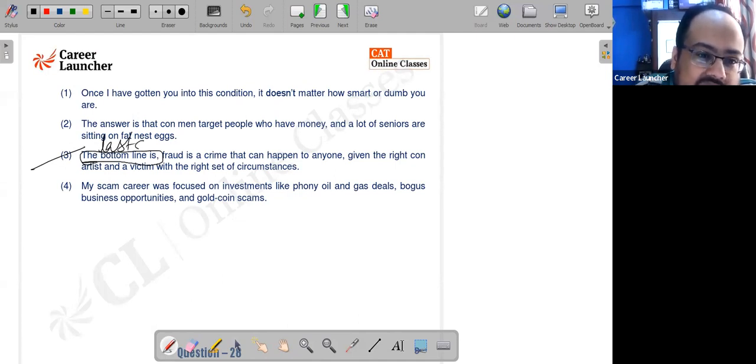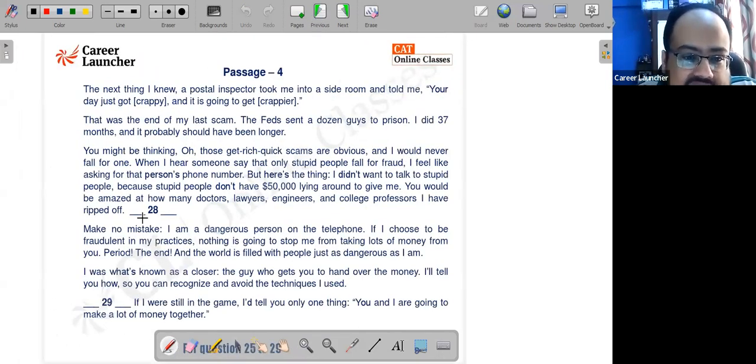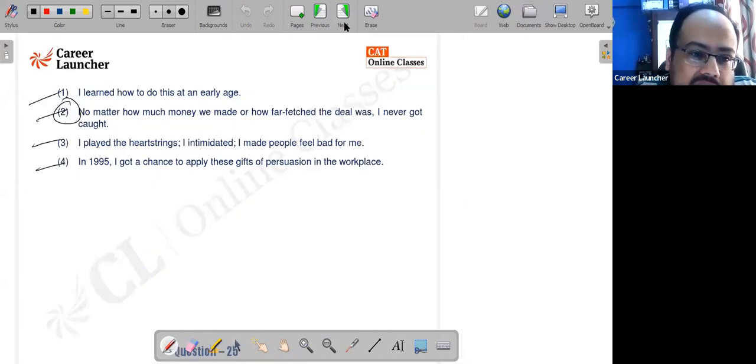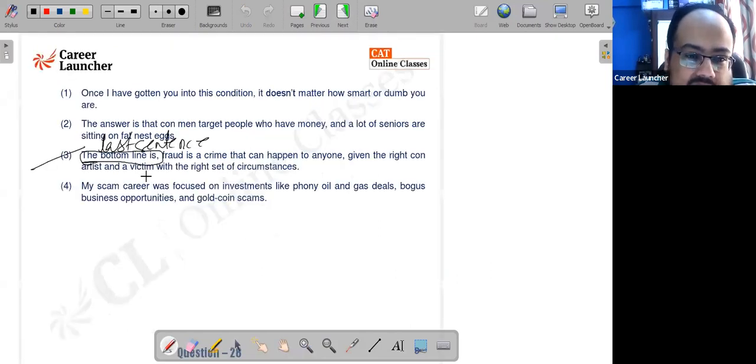If you have a look at question 28, just notice it's the last sentence of a paragraph. So if it's the last sentence of a paragraph, it is the concluding sentence. So I can definitely say the bottom line is, and then it says fraud is a crime that can happen to anyone. Why am I saying happen to anyone? Because that is what the previous sentence says: that this person has been able to fool people from a lot of professions. So it can happen to anyone.